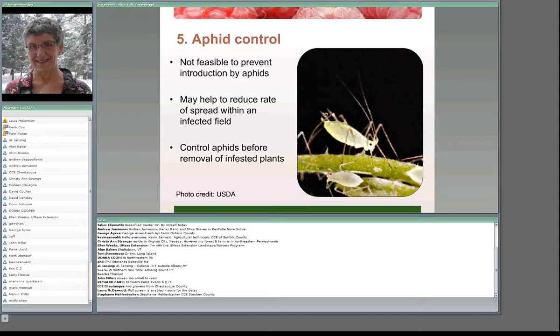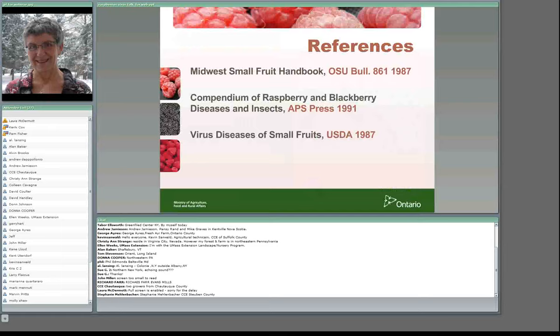As you can see, the references and published literature on virus diseases of raspberry small fruit is somewhat dated. These are some of the sources I used when I was compiling this presentation. But our knowledge of virus diseases is changing, especially in the last decade, and new techniques are being developed for diagnosing virus diseases. I'm pretty sure that we all are going to know a lot more about virus diseases in the years to come.